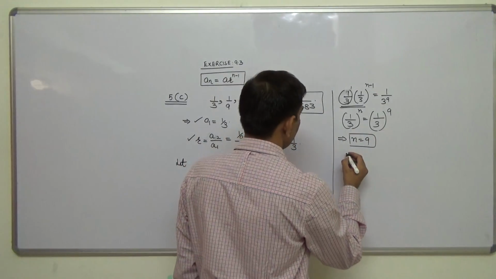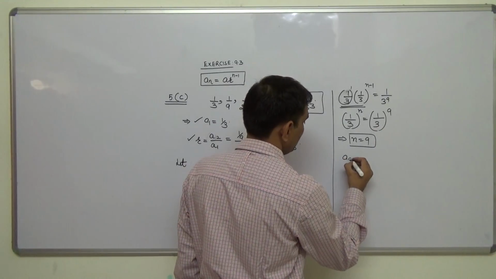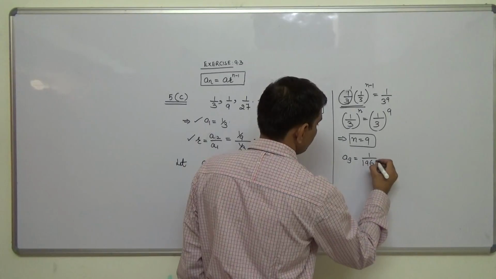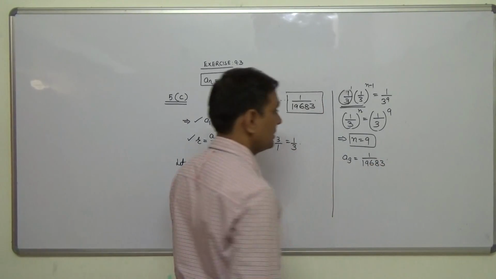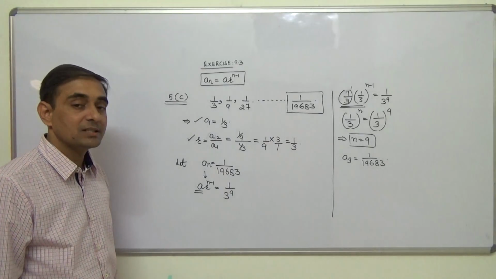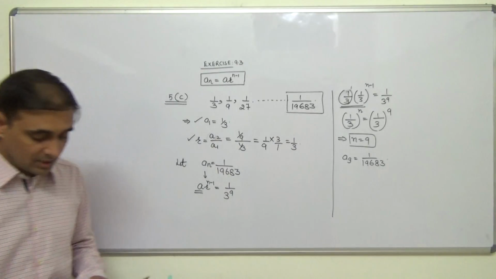यानी कि A9 is equal to 1 upon 19683. इस सीक्वेंस की नाइन्थ टर्म क्या होगी? 1 upon 19683. Fine. Next.